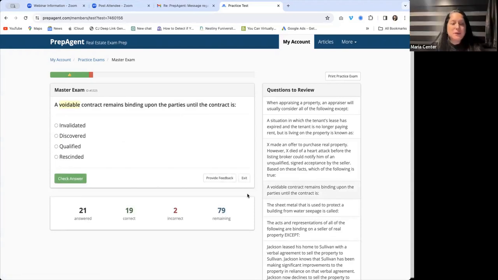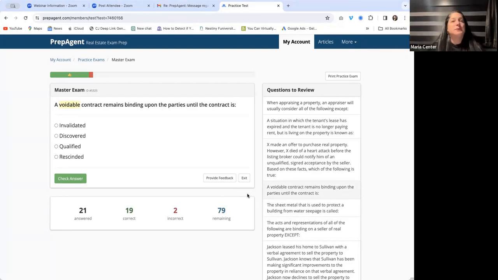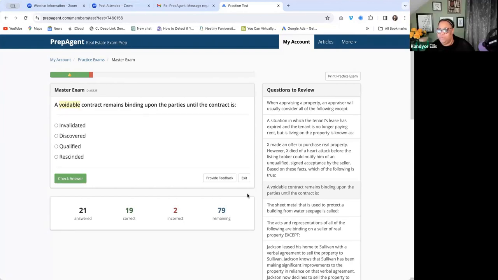All right. Next question. A voidable contract remains binding upon the parties until the contract is invalidated, discovered, qualified, or rescinded. That word, voidable. Voidable, void, valid. You know you got to know those for the test. Yep. All right. What do we have rolling in here?